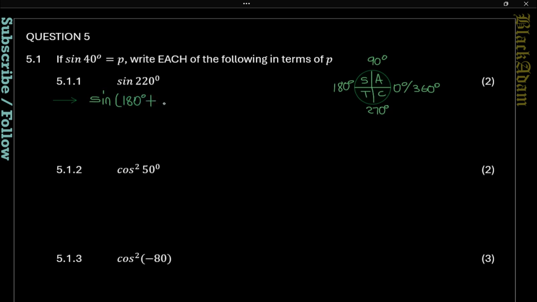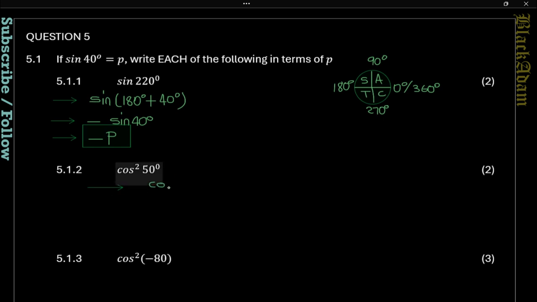180 degrees plus 40 degrees. So that means 180 plus, so it's on the third quadrant and it's negative for sine on that quadrant. It's called the CAST table that we're using. And then that means sine 40 is p, so minus sine 40 is negative p.